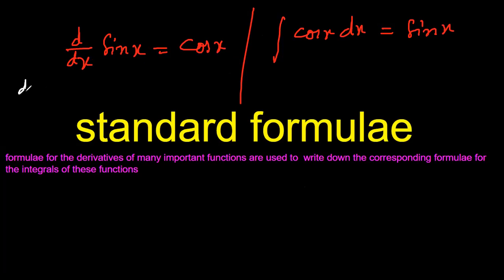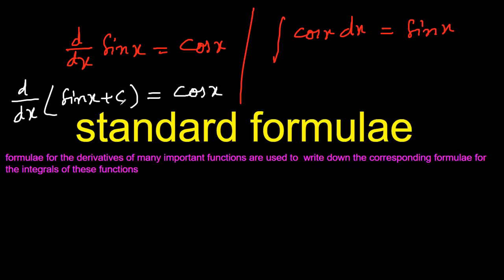Let's take d by dx of sin x plus c. C can be any real number. There are infinitely many real numbers, so this family has infinitely many members, right? Sin x plus c has derivative cos x also, because the derivative of the constant function is going to be 0. So we rather write integration of cos x dx is equal to sin x plus c.